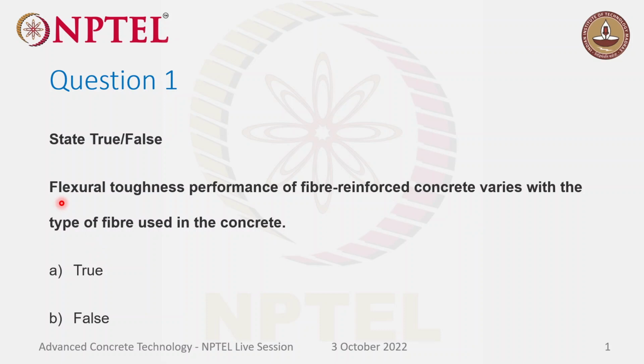The question here is: flexural toughness performance of fiber reinforced concrete varies with the type of fiber used in the concrete. There are different types of fiber. Can someone say different types of fiber which is used in fiber reinforced concrete? Steel fiber, glass, polypropylene, and polyester. Yeah, thank you. So different types of fibers are used for the particular property that we want to achieve from the specialized concrete, right? Fiber reinforced concrete.